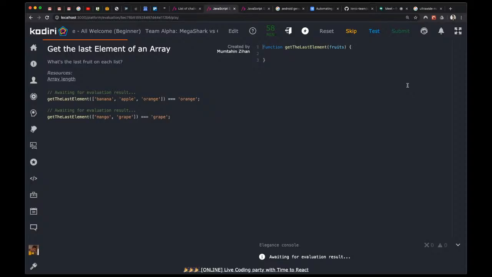Question number 2. Get the last element. So I got an array. So the function receives a single argument, and I want to return the last element of the array. So can I do fruits of 2, for instance?